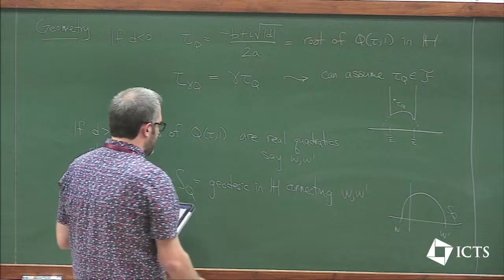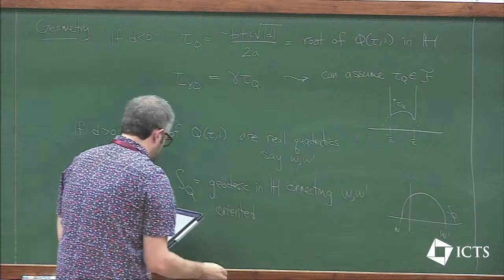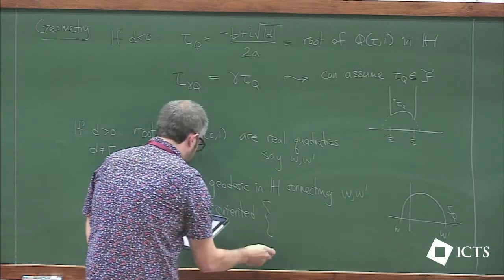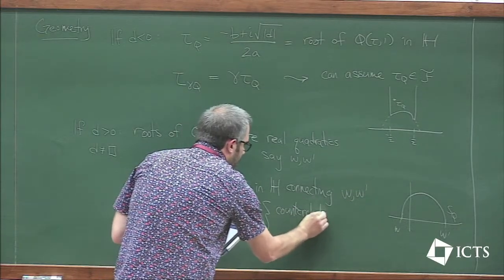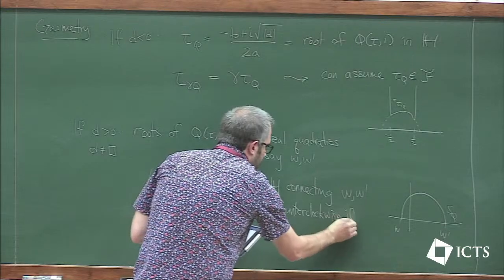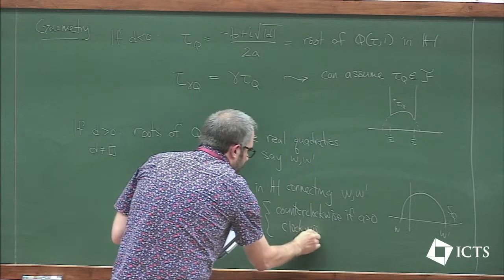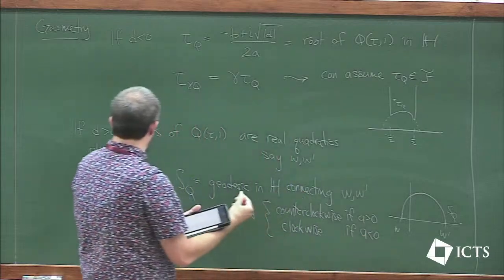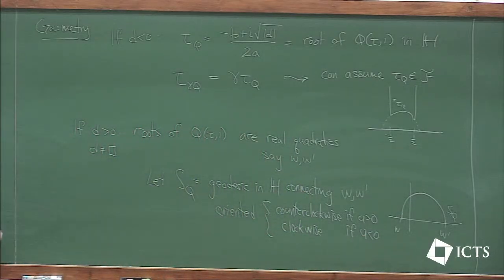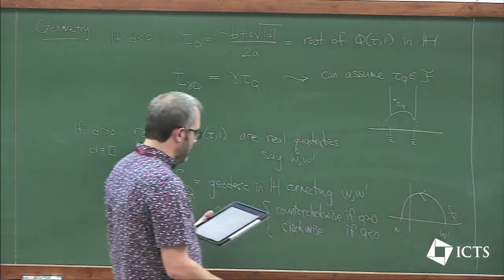And we should put an orientation on this, so we'll orient this counterclockwise if A is positive, and clockwise if A is negative. In the case when D is positive, we can't just assume that A is positive or negative because we could have both. So we'll have some orientation on SQ.